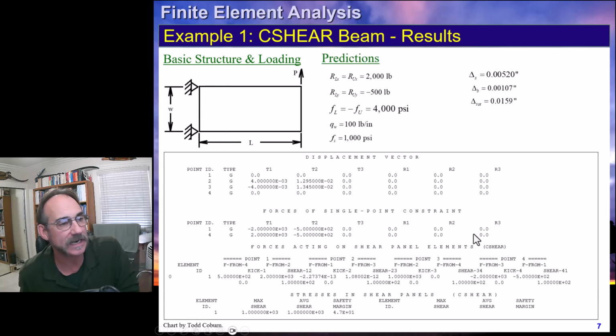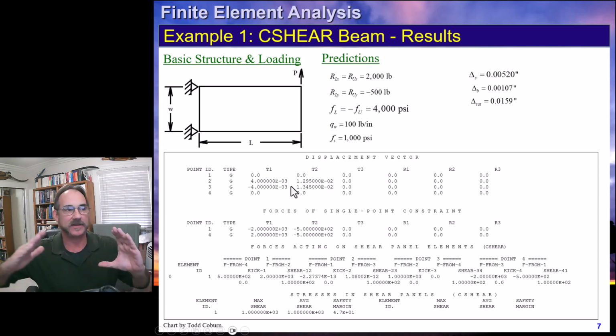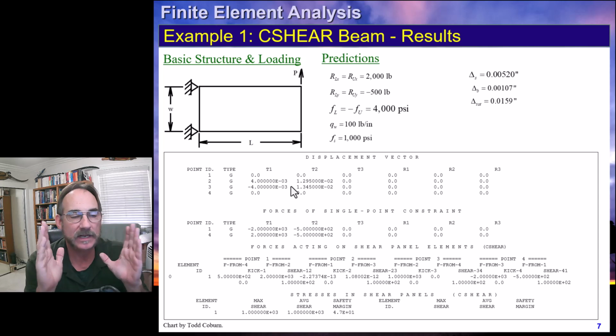Let's echo our predictions to the screen. This is what we're going to get, extracts from the F06 file. Our first and last nodes are fixed. You'll notice we have a little deflection in the axial direction at nodes 2 and 3, as you would expect, because the thing can move a little bit. But what we're really focused on is the vertical deflection.